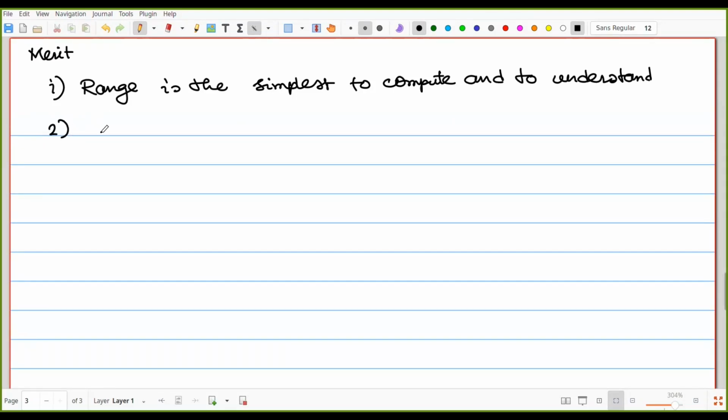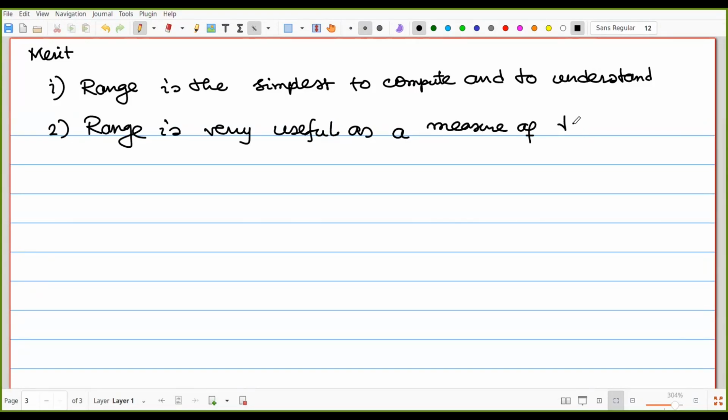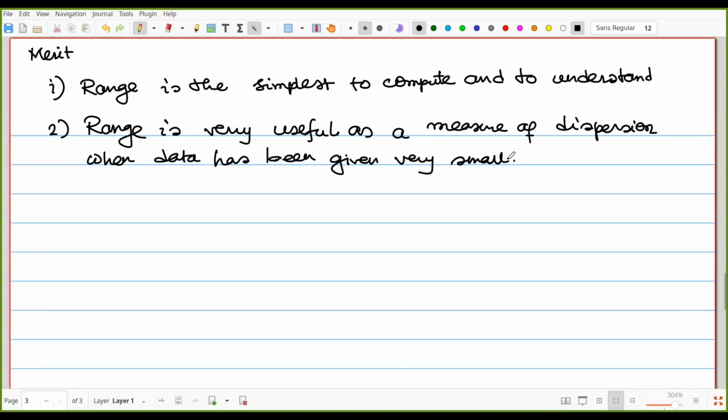Now, number two, range is very useful as a measure of dispersion when a very small data set has been given. When the data set is small, the range is very important.